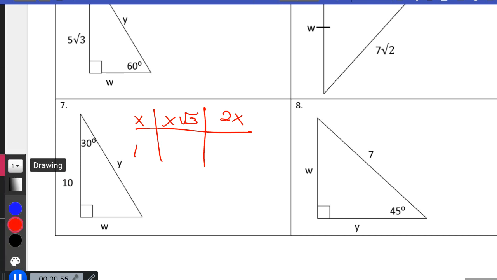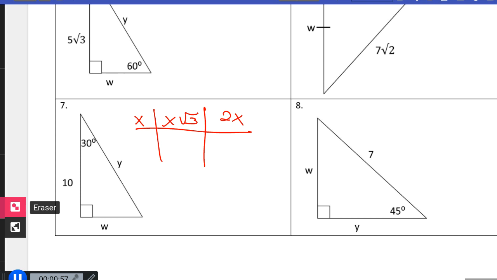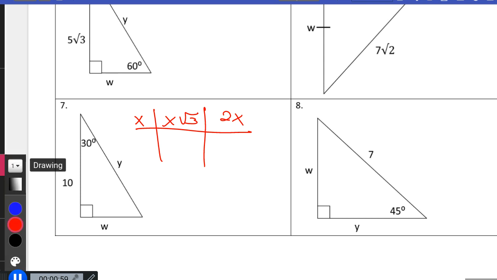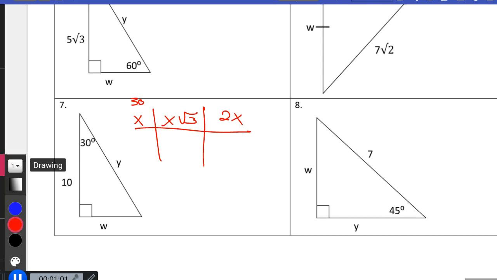The pattern goes with a certain angle measure. The x is across from the 30. The x root 3 is across from the 60. And the 2x is across from the 90. So this 10 is across from the 60-degree angle, so it needs to go in the 60-degree slot. We then need to take a little time and solve this. x root 3 is 10.